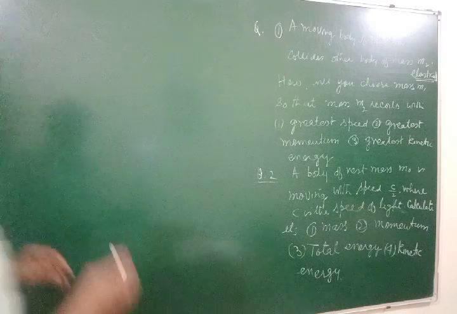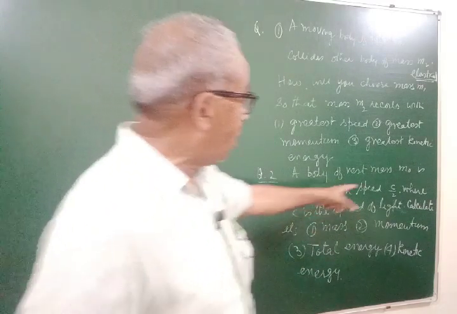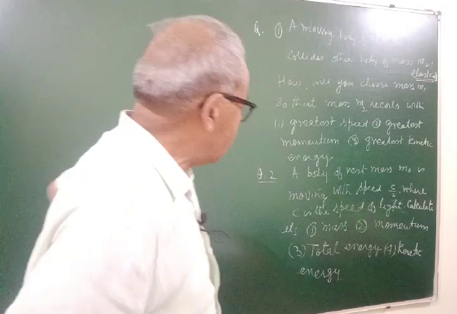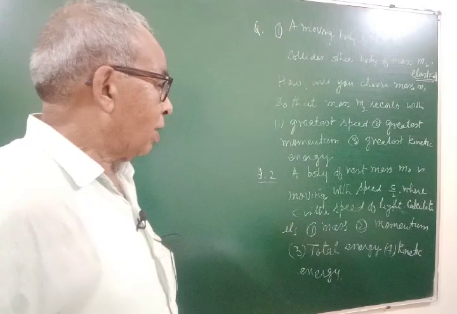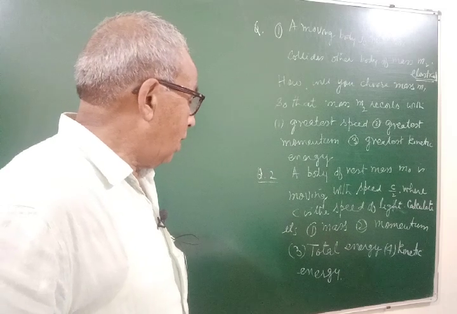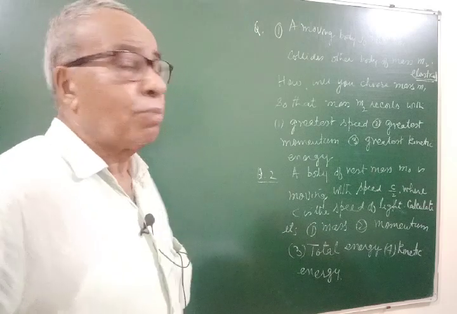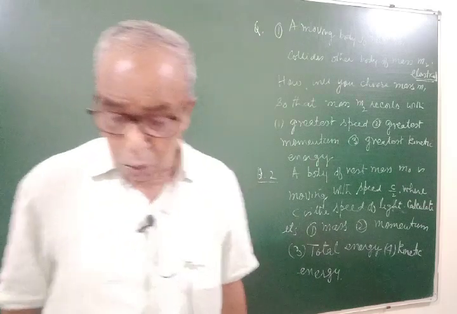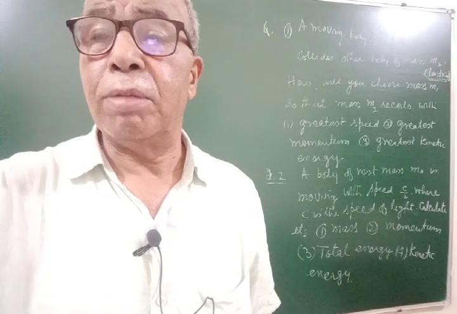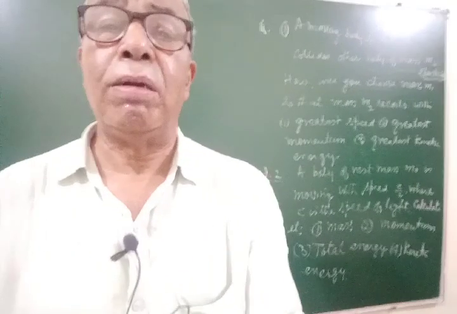So we know the solution of question number 2. A body of rest mass m0 is moving with speed c by 2, where c is the speed of light. Calculate its mass, momentum, and number 3, total energy and kinetic energy. Such questions are not told in classes while asked in board competitive exams, and the fact is simple.